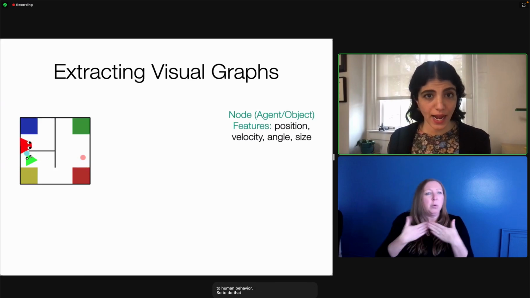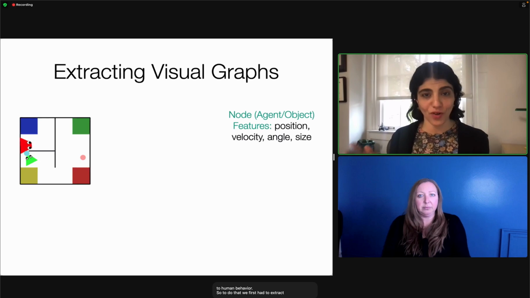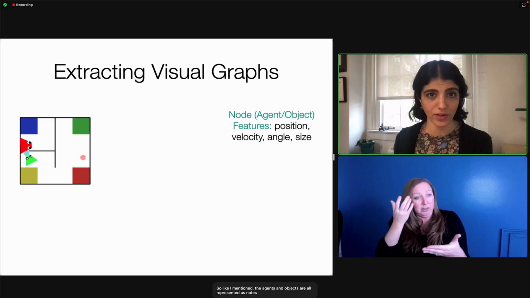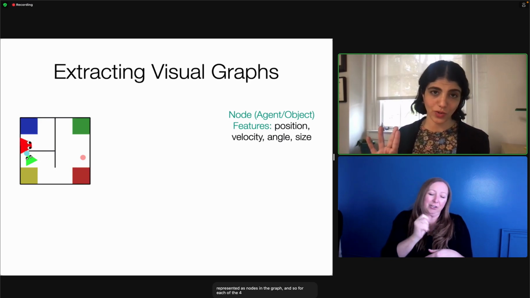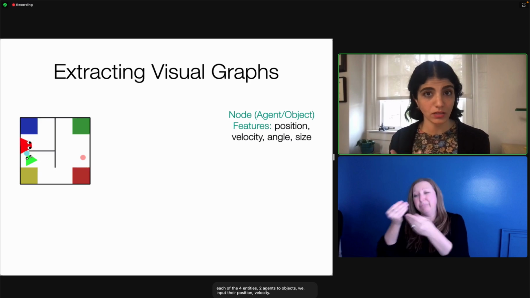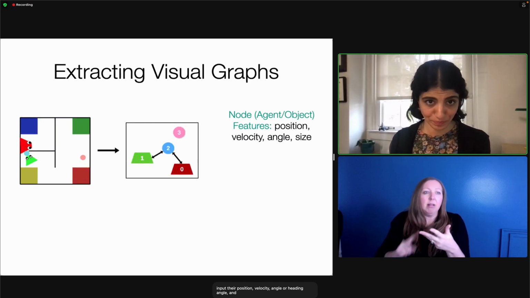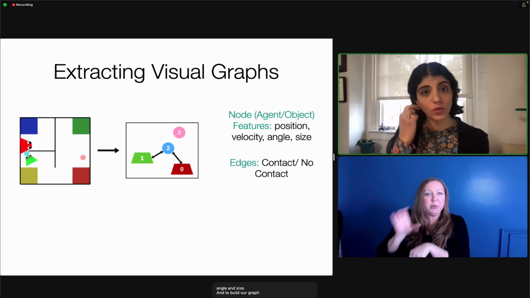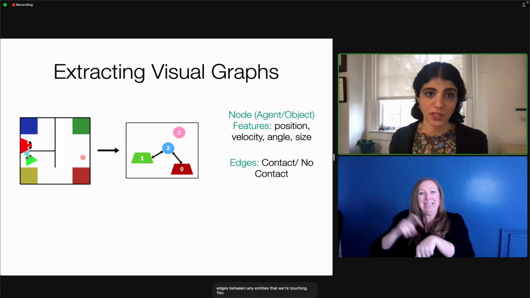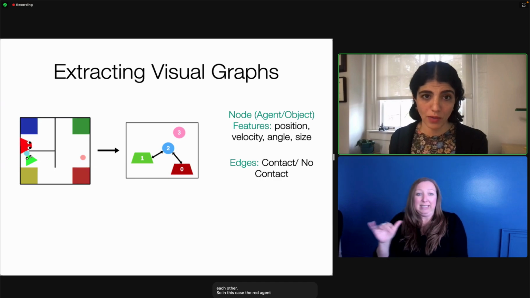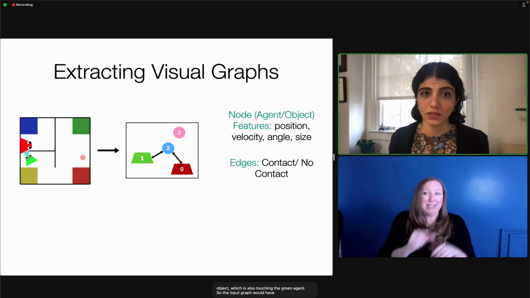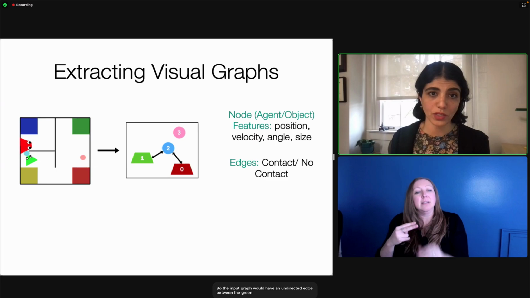So to do that, we first had to extract the graphs from these models. So like I mentioned, the agents and objects are all represented as nodes in the graph. And so for each of the 4 entities, 2 agents, 2 objects, we input their position, velocity, angle, or heading angle, and size. And to build our graphs, what we did is we put edges between any entities that were touching each other. So in this case, the red agent is touching the blue object, which is also touching the green agent. So the input graph would have an undirected edge between the green and blue nodes and between the blue and red nodes.